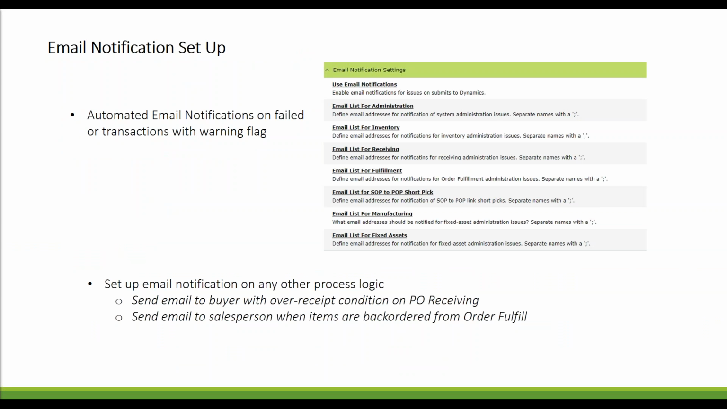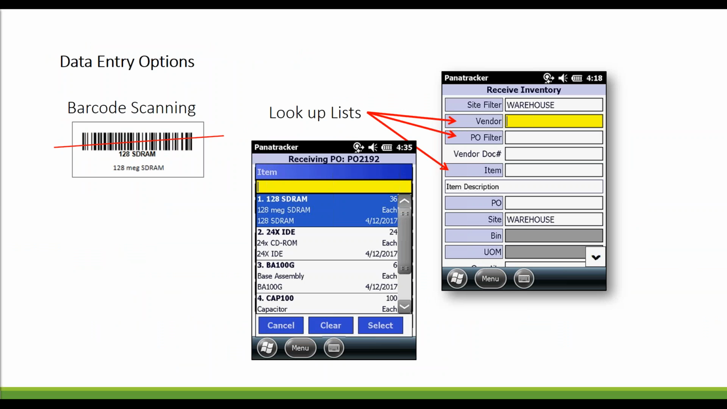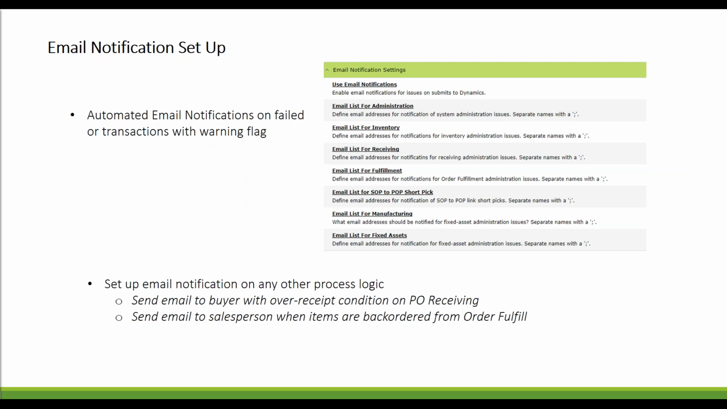We also have detailed email notifications available so you can notify your users in the event of a specific issue that might happen, or they can be notified based on any business logic. For example, if somebody over-receives something on a purchase order and you want to notify the buyer right away, that can be completed with that email notification infrastructure.